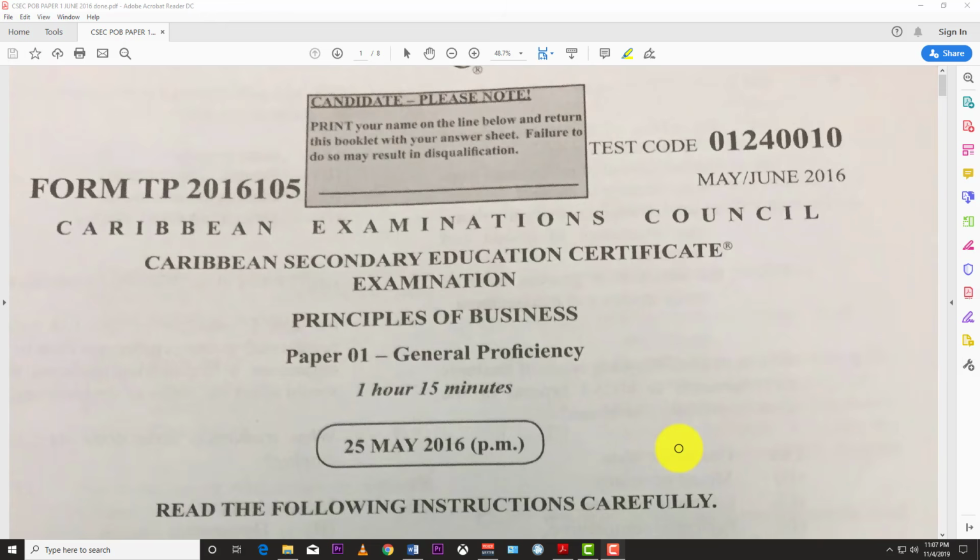Principles of Business Paper 1, May-June 2016. So that's what we're going to be looking at. So let's just jump right into it.